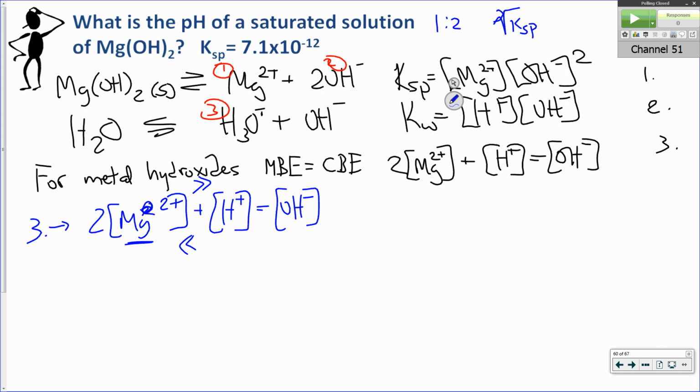So I'm going to make the assumption, and this is where you get in trouble if you don't check it and you're wrong. I'm going to assume that it is this condition: 2 times the magnesium is much, much greater than the H plus. So this term becomes insignificant and drops out of the equation. So it says that 2 times the magnesium is equal to the OH minus.